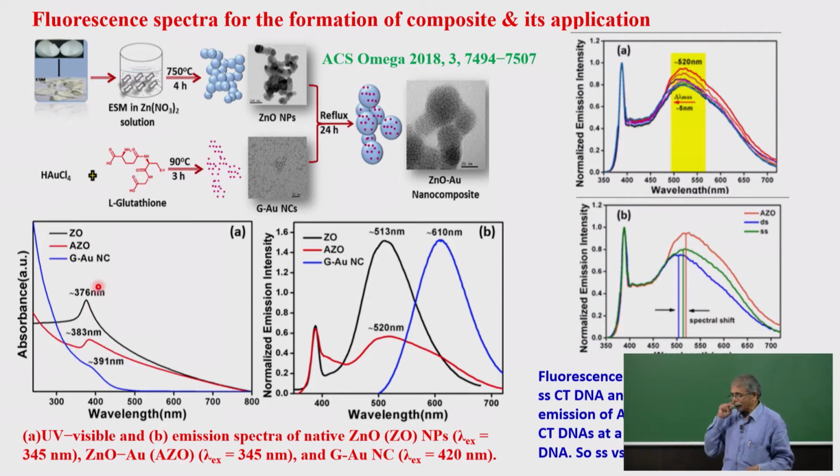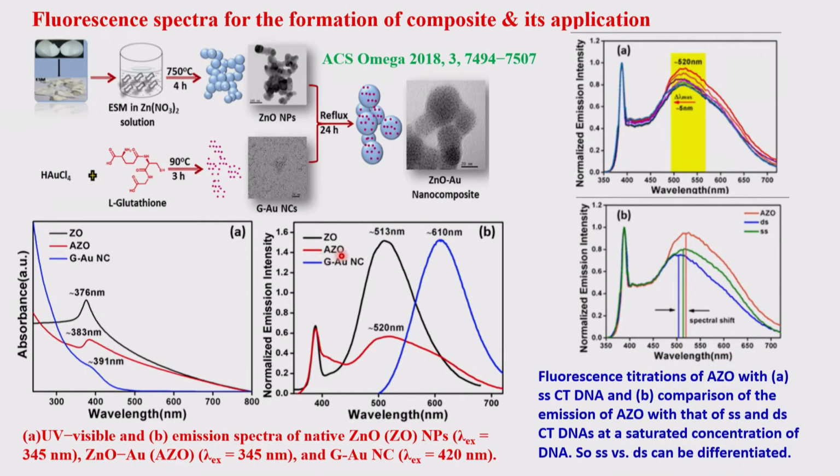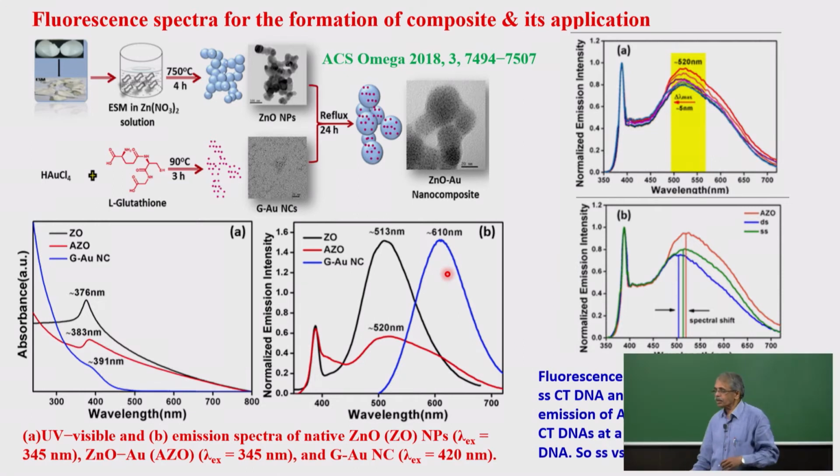And since this is a fluorescence application, you can see the fluorescence spectra also. This is a normalized emission which is shown. You can see the zinc oxide emission coming over here, and then the gold cluster composite of the zinc oxide coming over here, and then the glutathione nanoparticles coming here. So you have the fluorescence spectra corresponding to the starting materials as well as the composite. Now let us look at some applications. This is called characterization.